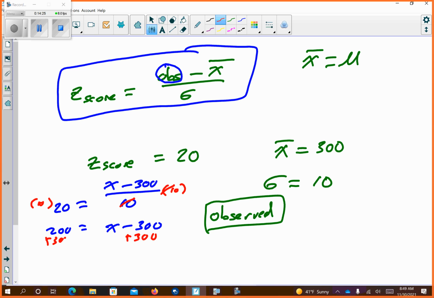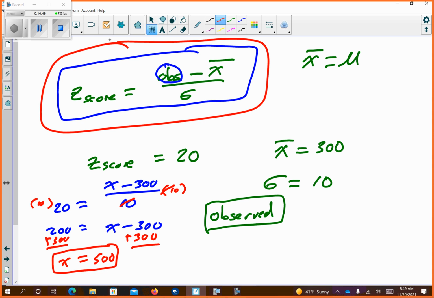Add 300. X equals 500. So if I had a Z-score of 20, I just have to go and solve it. Okay? So that's just kind of handing it to you. This equation is given to you, but you just have to know sometimes you are looking for the observed, sometimes you're looking for the Z-score, and it's just a matter of solving it algebraically.